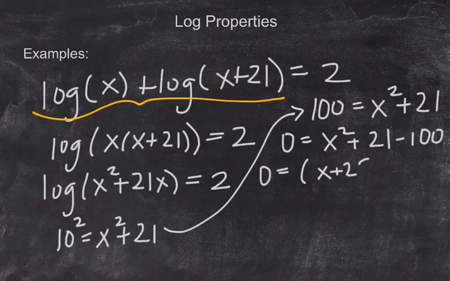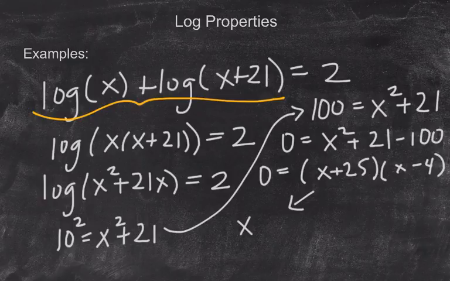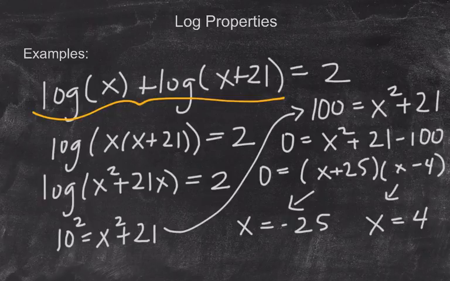I'm recognizing that x plus 25 times x minus 4 will give me the right expression. So I know that x equals negative 25, and x equals positive 4.